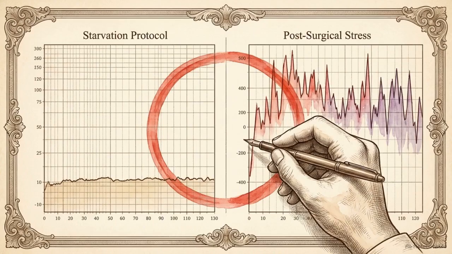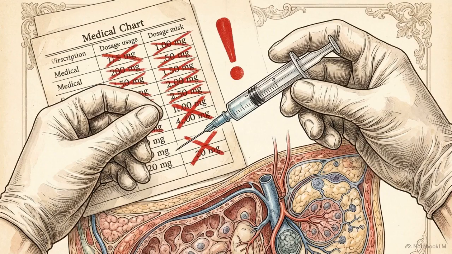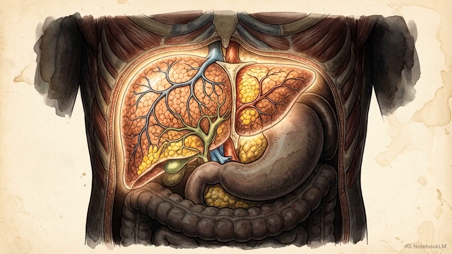In clinical practice, the adaptive response of pure starvation is frequently confused with the destructive, non-adaptive stress response triggered by surgery. Conflating these two metabolic states leads to significant errors in preoperative assessment and drug dosing. True starvation is a state of negative energy balance, where the body is forced to rely entirely on its own endogenous stores to maintain life.